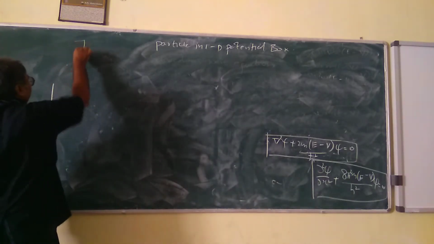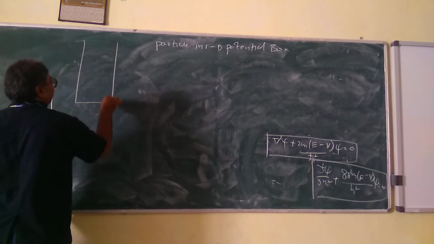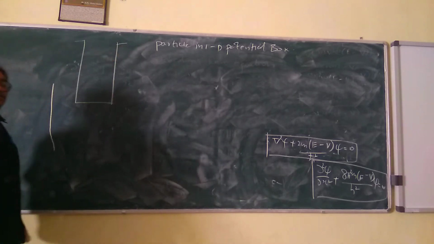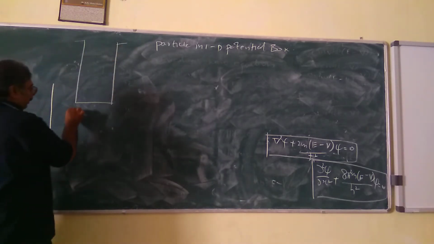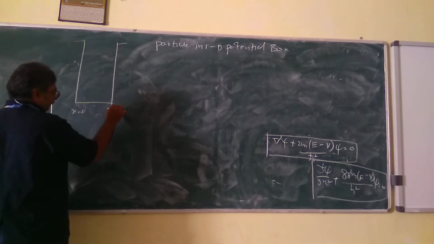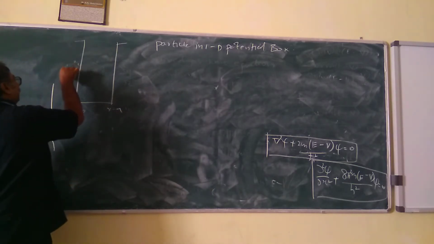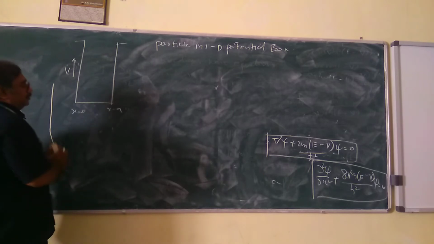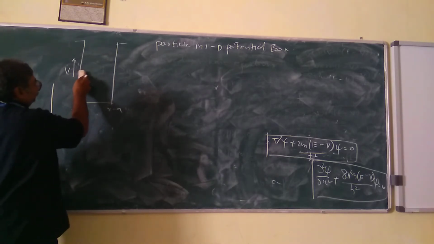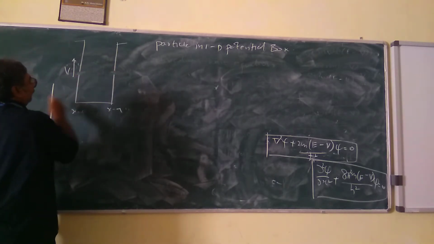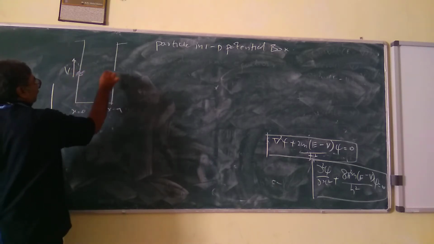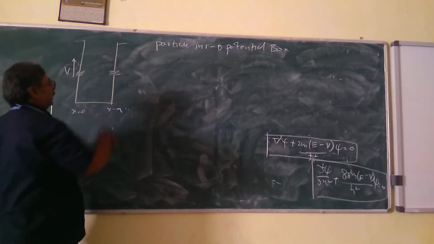Let us assume an infinite well, but which is defined along only the x-axis, x equal to 0, x equals to a, and its potential is along this axis. So this is of infinite length, which is only defined along our x-axis, but the y-axis and z-axis we are going to take as infinite length.